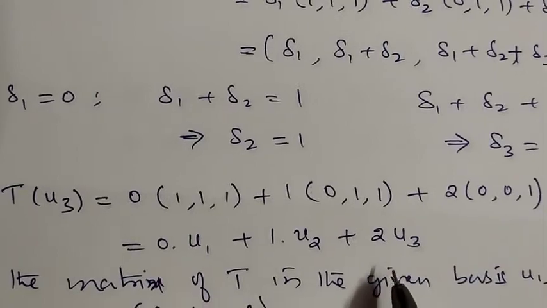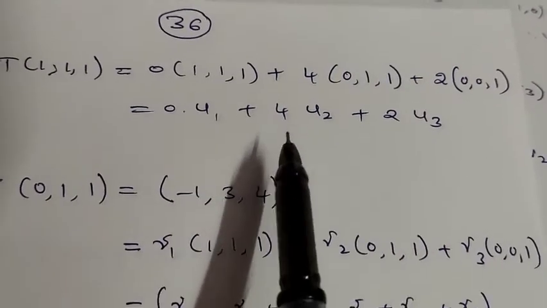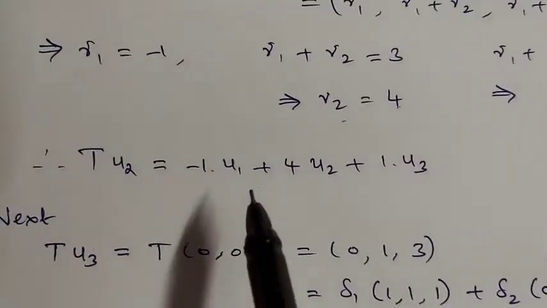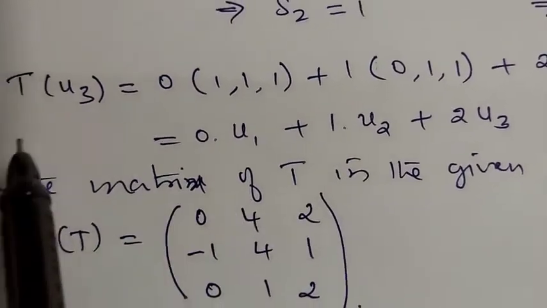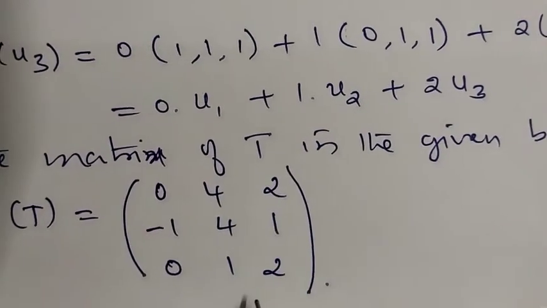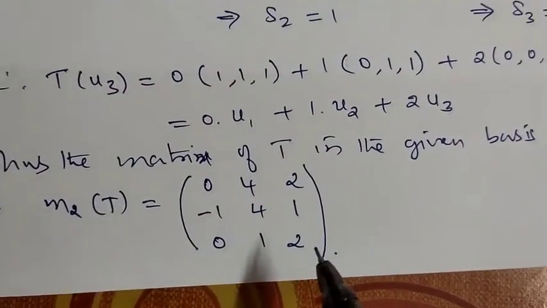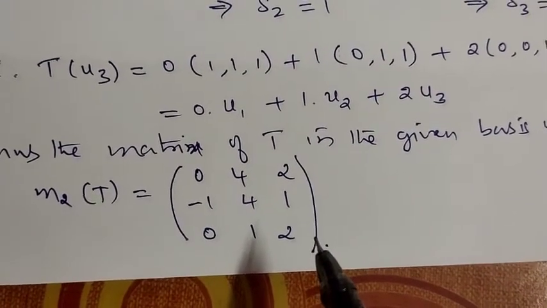Therefore, the matrix of T can be written as M2 of T. M2 of T is what? The first row is 0, 4, 2. The second row is -1, 4, 1. And from T of u3, the third row is 0, 1, 2. So, this is the matrix of the same transformation T with respect to the set of bases u1, u2, u3.